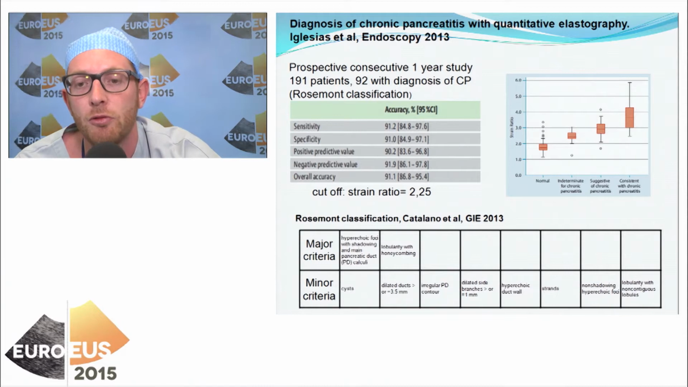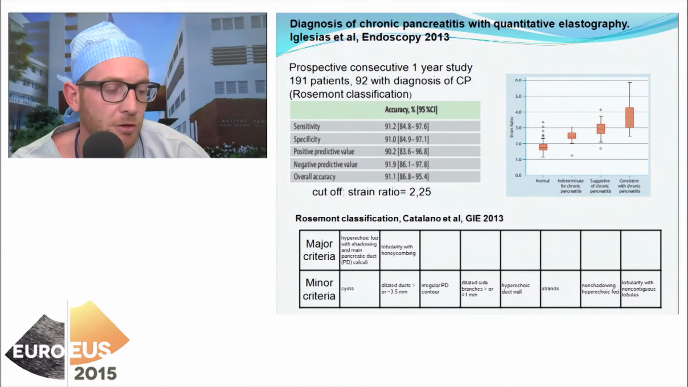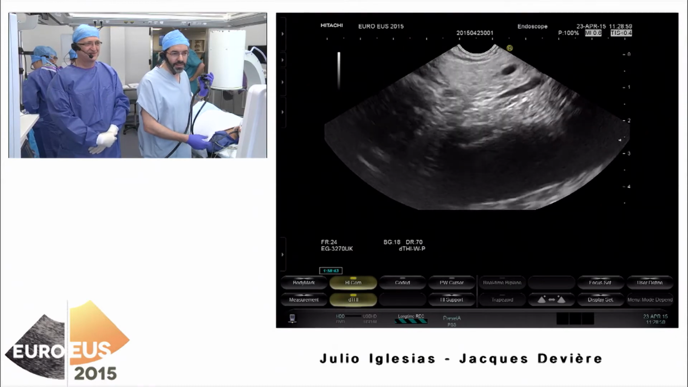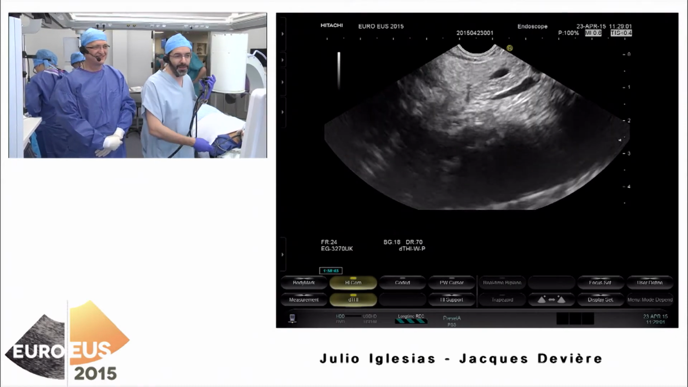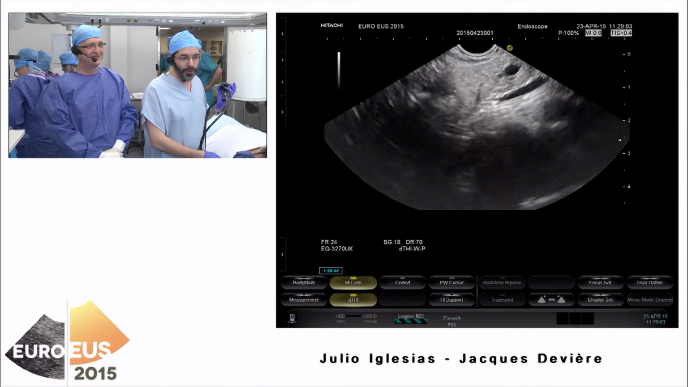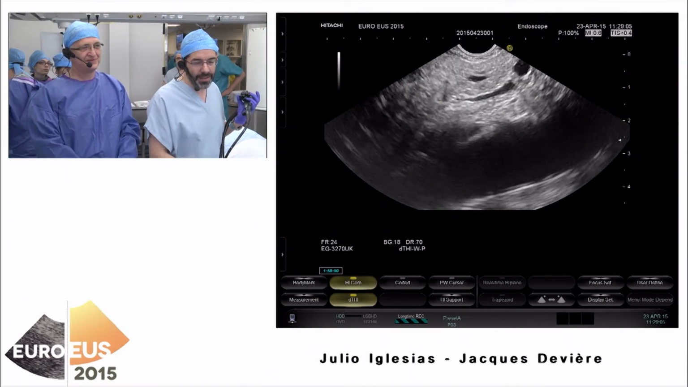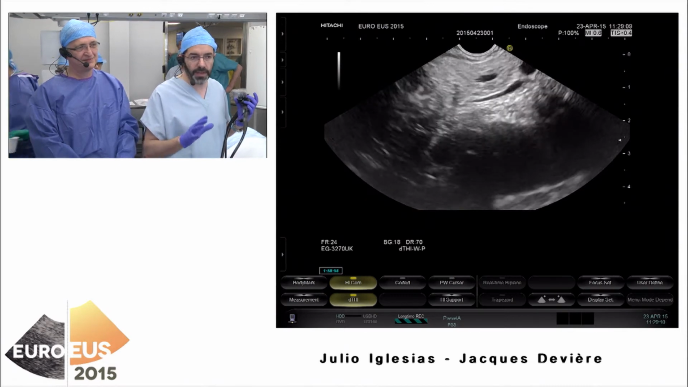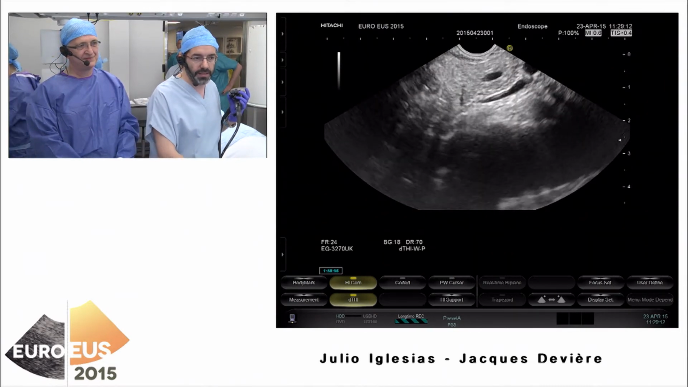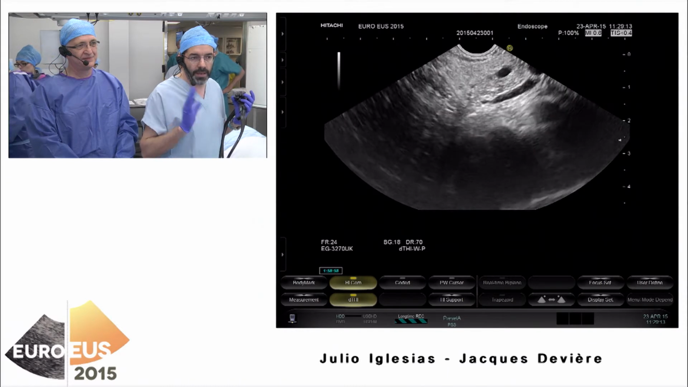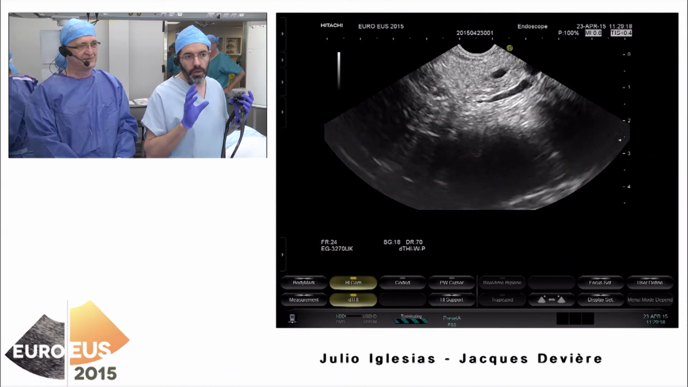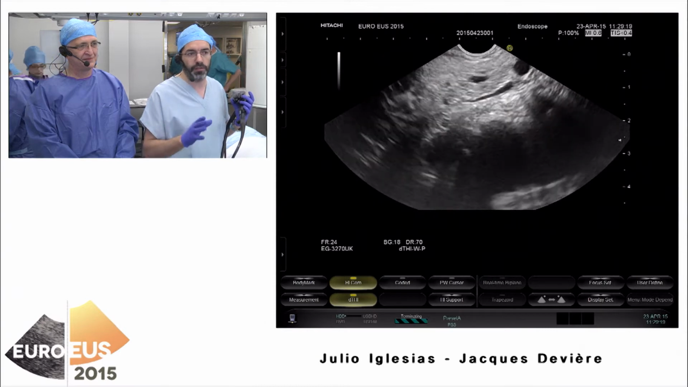So we go to room 2 with Dr. Devière and Dr. Iglesias. Well, we have already started the case. I have by my side Jacques Devière to try to focus and solve this case. We were thinking of a case of a chronic pancreatitis patient with a cystic lesion in the head of the pancreas. Whenever in my unit I evaluate a patient for chronic pancreatitis, I always focus on the body and tail of the pancreas to see the features of chronic pancreatitis.